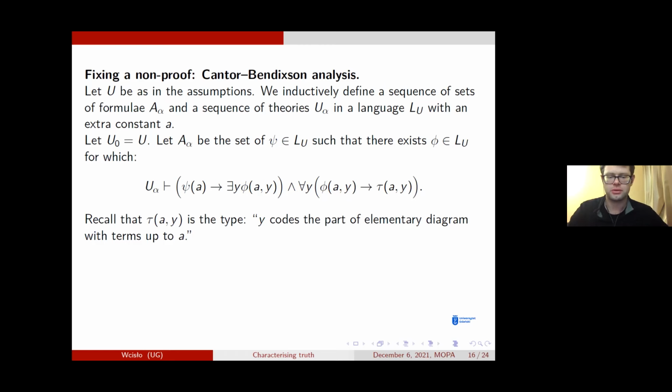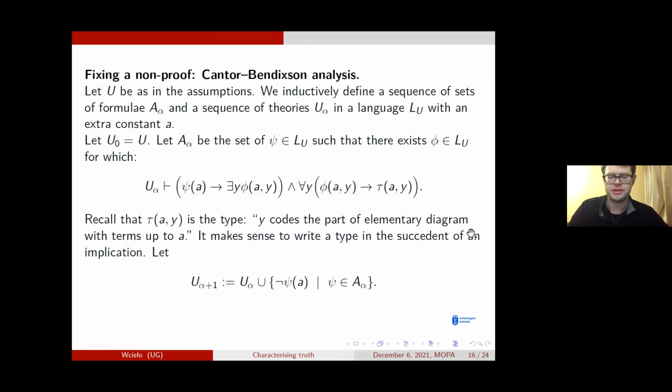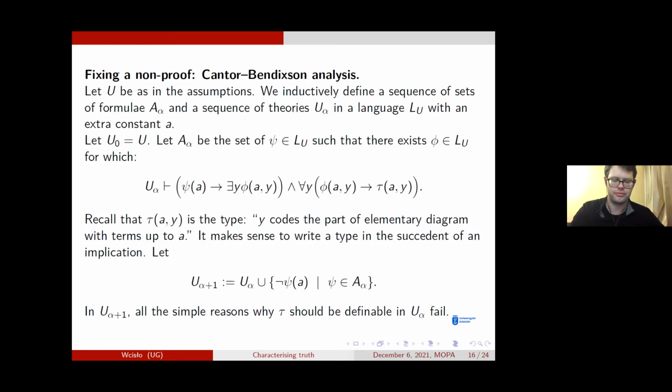So recall once more what tau is. It means Y is a code of the elementary diagram up to A. Of course, it makes sense to write tau type here. It's an infinite theory, and one infinite theory proves another. Now, you extend your theory in the following way. Take U alpha and say A does not satisfy any of those simple conditions for which you can define the portion of the elementary diagram up to A. So this says A is one of those hard cases. So in U alpha plus 1, all the simple reasons why tau should be definable in U alpha fail.